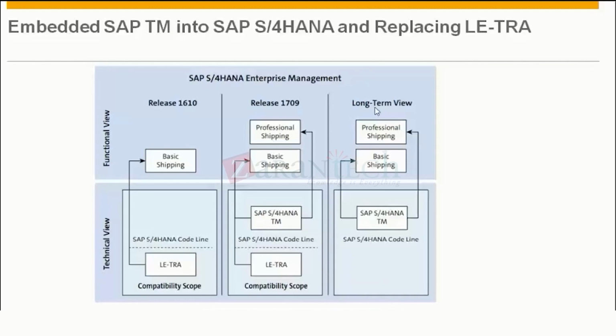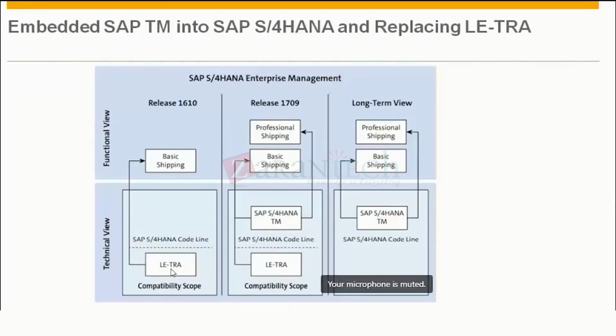So in 1709, if you see there, there are two different boxes here. In 1610, SAP released the basic shipping, okay? And this basic shipping basically had the code line of Elytra. So when I say code line, the basic functionalities of Elytra were still visible through basic shipping. There were very limited functionalities you could do using TM at that time.